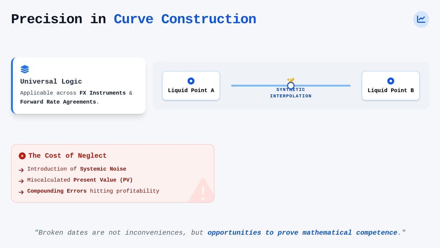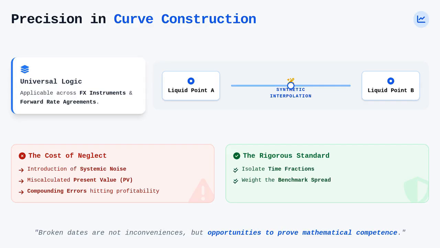Always view these broken dates not as inconveniences, but as opportunities to apply rigorous mathematical standards that prove your competence in the face of complex market demands. By isolating the time fraction and weighting the benchmark spread, you guarantee that no matter the maturity, your pricing remains tied to the underlying reality of the yield curve.